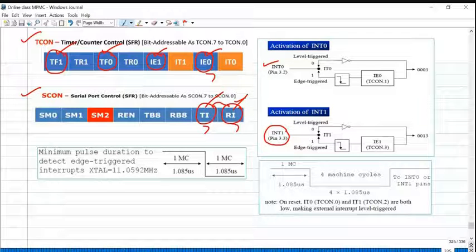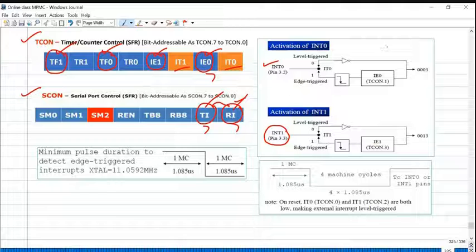Next, here two more concepts are there. One important thing is the interrupt type control bit. IT0 means the interrupt type control bit for INT0. IT1 means the interrupt type control bit for INT1.